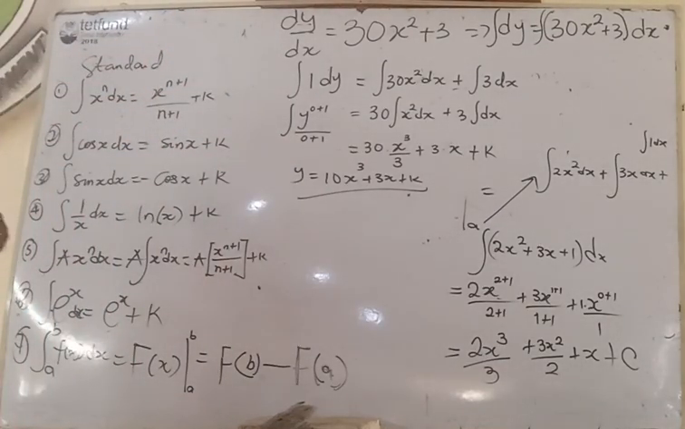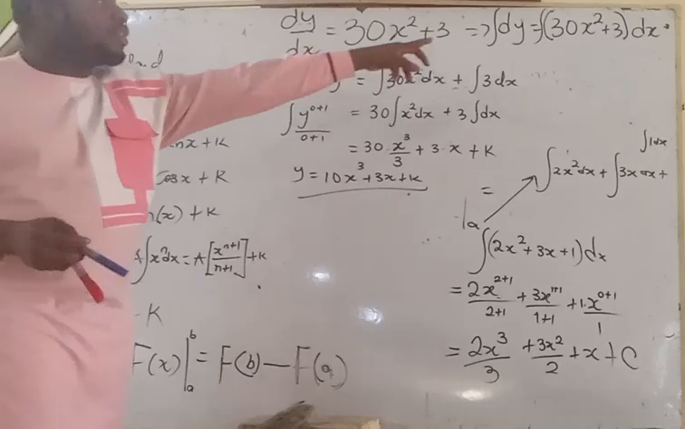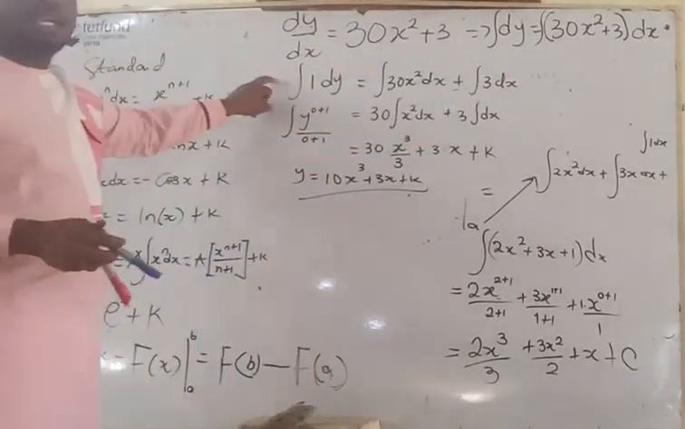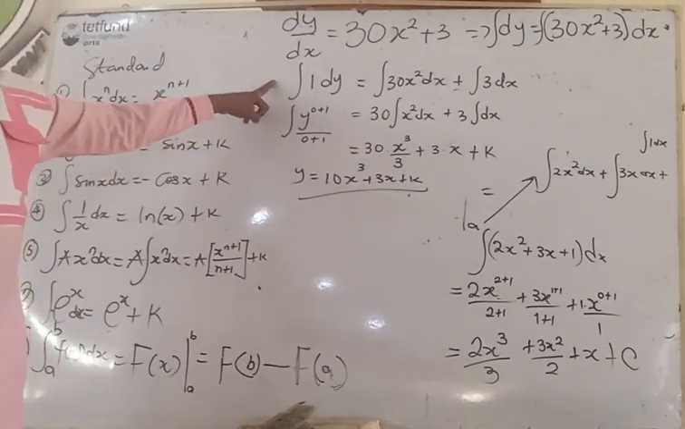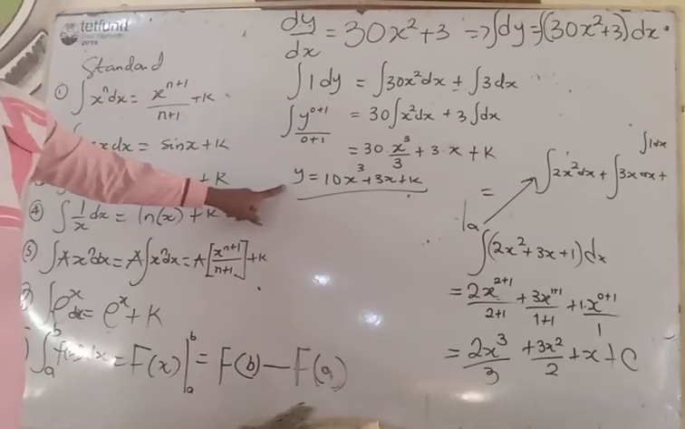In the exam, I would like you to be telling me what you're doing. That's how I know you did not copy from somebody else. You tell me that cross multiplying, you now have this. For the next step, you say integrating both sides. Simple. When you integrate dy, you're going to get y.